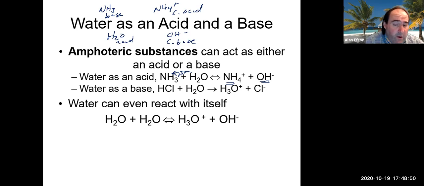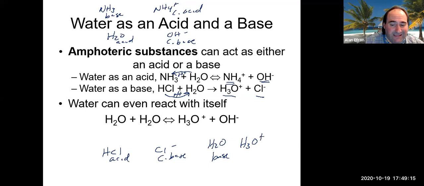Now, we could take water with HCl, and in that case, water is going to act as the base, and it's going to accept the H plus. When it does, it will form H3O plus and Cl minus. So in that case, the HCl is the acid, the Cl minus is the conjugate base, and the water in the second example is the base, and the H3O plus is its conjugate acid. So again, water is amphoteric.